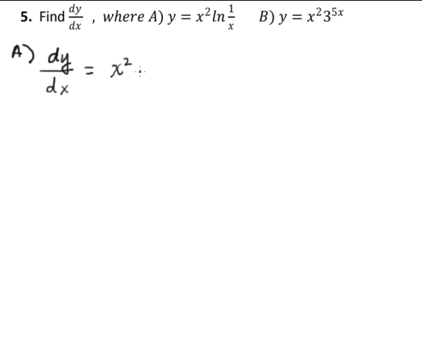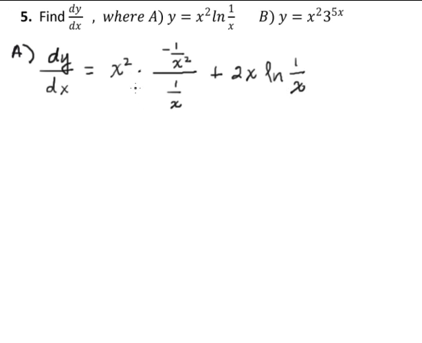Okay, so that would be 1 over x times the derivative of 1 over x, and we'll be simplifying that soon. So that's the first times the derivative of the second, plus the derivative of the first, that's 2x, times the second.